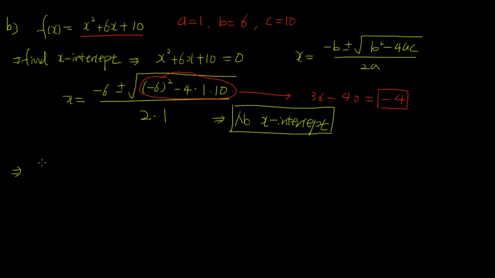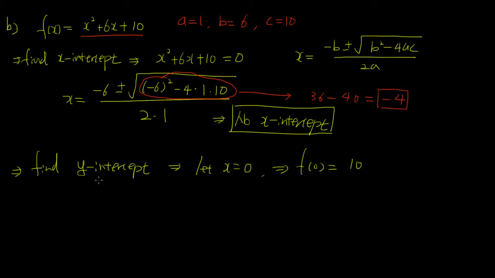Okay, let's find the y-intercept. The y-intercept is easy, right? Let x equal 0. If you put x equal 0, f of 0 equals 10. So the y-intercept, in point form, is (0, 10). That's going to be our y-intercept point.